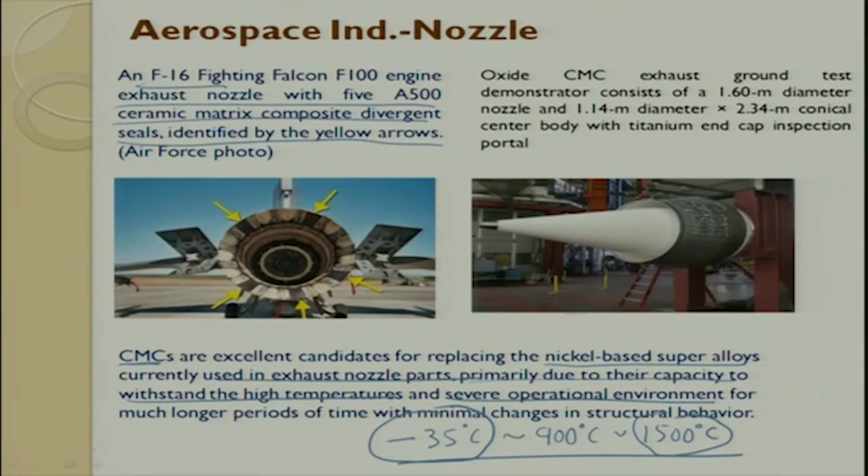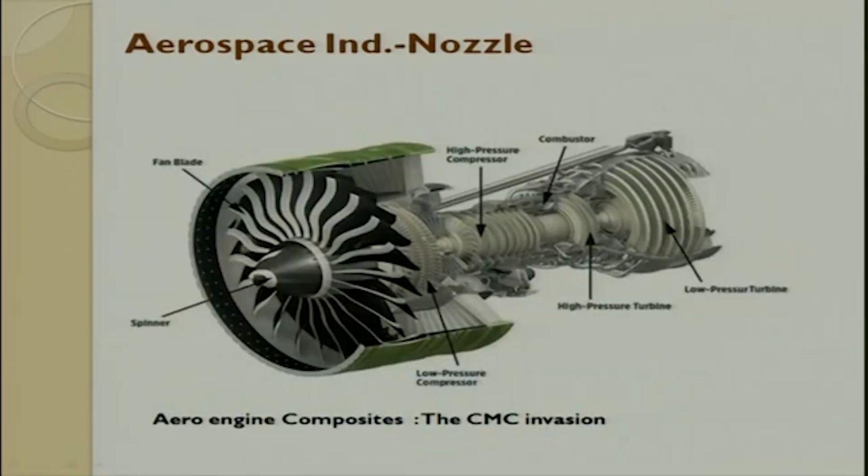So, an oxide ceramic matrix composite exhaust demonstrator, which is around 1.6 meter diameter nozzle. This is a 1.6 meter diameter nozzle, and it is in a conical shape. Fabrication is a big challenge. Now, it is made out of ceramic matrix composite with a titanium cap on top of it. So, a complete turbine is made out of ceramic matrix composite, or the parts which are there are made out of ceramic matrix composite.